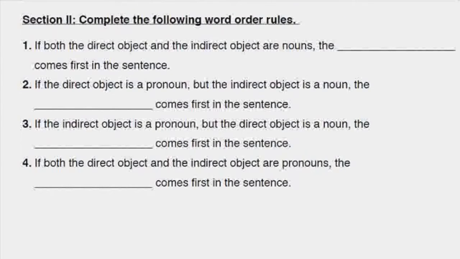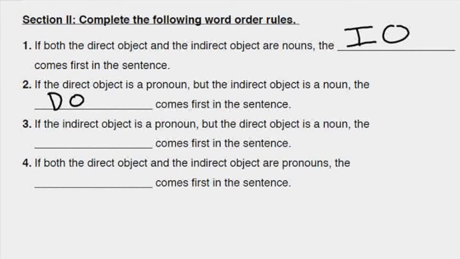Now in section 2 here, it says we're supposed to complete these sentences using the word order rules that we learned from the puppets. If both the direct object and the indirect object are nouns, i.e. they're not pronouns, they haven't been replaced with anything, the indirect object comes first. I'm going to simply write IO here for the indirect object. If the direct object is a pronoun, but the indirect object is a noun, i.e. only the direct object is a pronoun, the direct object comes first. We'll just put here DO, direct object.